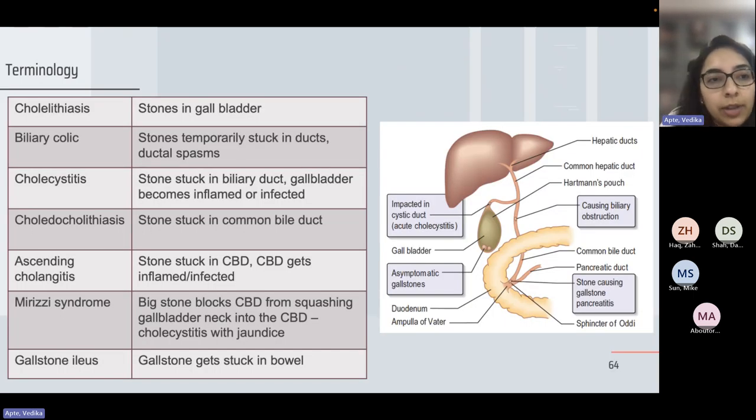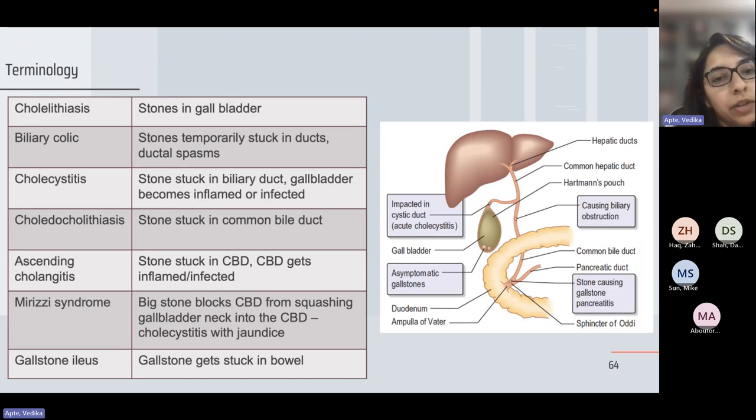Okay. So let's first just go through some terminology. I think words can just be thrown around quite a bit and it's really hard to know what each word means. So firstly, cholelithiasis, I struggle to pronounce as well, which basically means stones in the gallbladder. Biliary colic means that stones are just temporarily stuck in the ducts, and that could also be due to ductal spasms as well. Because it's temporary, the pain sort of comes and goes, which I'll come to in a second as well.